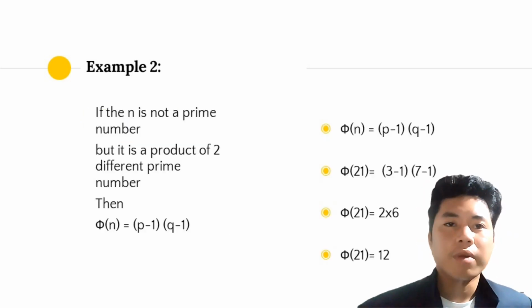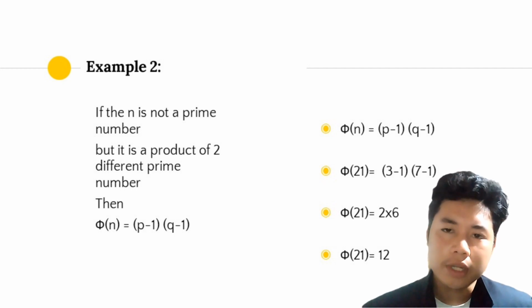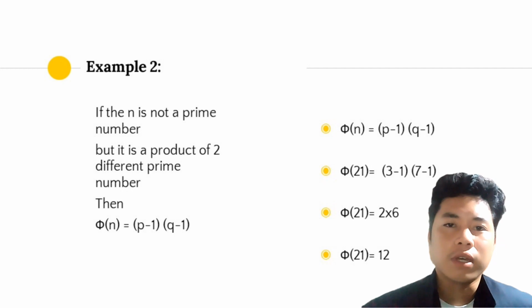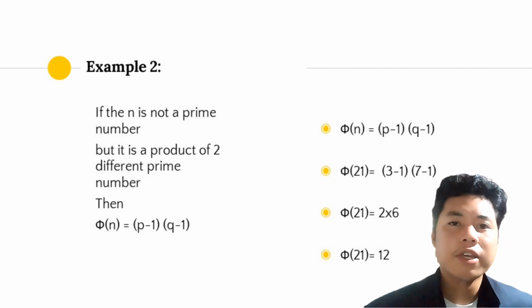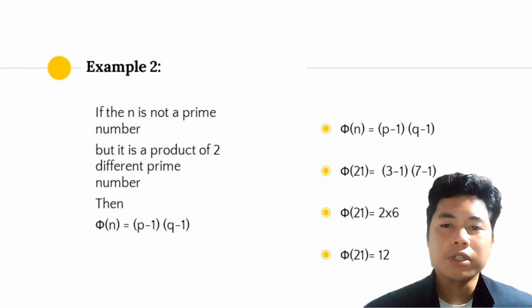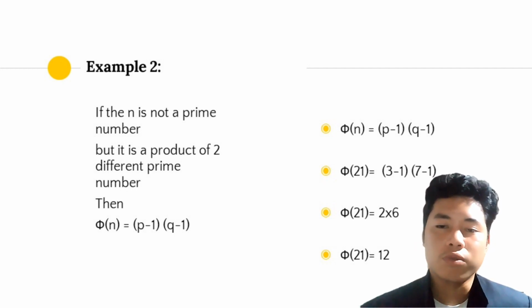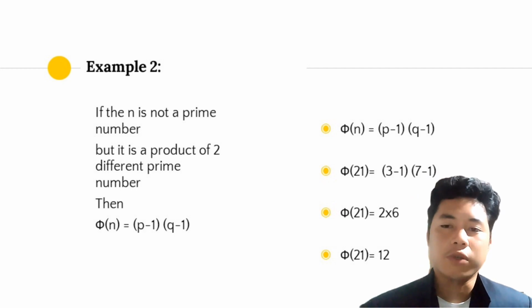So example number 2. If n is not a prime number, but it is a product of two different prime numbers, then phi of n is equal to p minus 1 multiplied by q minus 1. Take for example phi of 21. We know that we can multiply two prime numbers to get 21, the 3 and 7. So just follow the formula, 3 minus 1 and then 7 minus 1, multiplied together. So 2 multiplied by 6 is equal to 12. So phi of 21 is equal to 12.